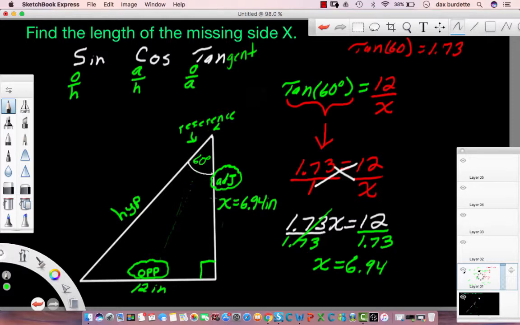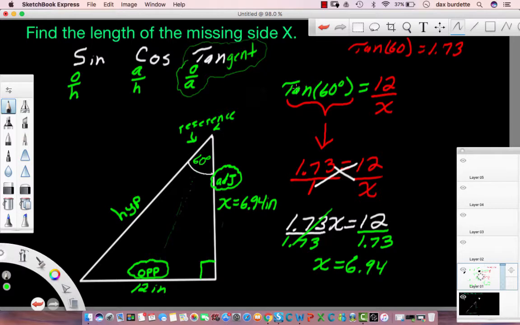That's the height this leg has to be if the base is going to be 12 and a 60-degree angle is formed here. So that's all there is to it. Just reflecting back on what we did, we actually set up our trig equation. We knew we were dealing with tangent because we were dealing with the opposite side and trying to find the adjacent side. So we knew we had to utilize the tangent function.